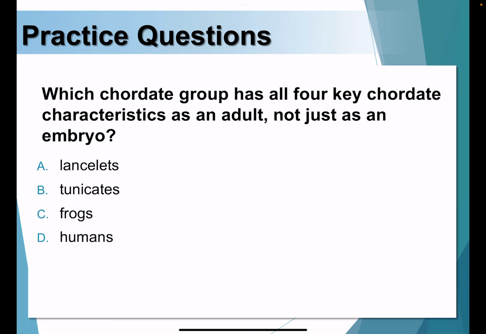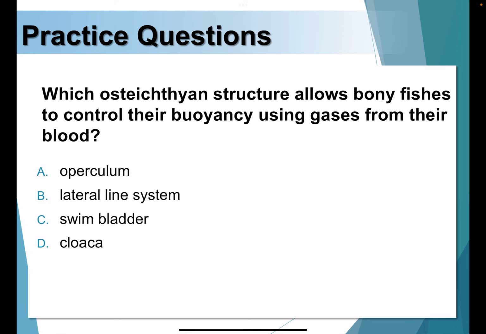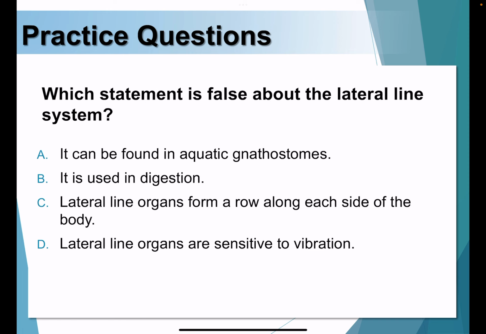Which chordate group has all four key chordate characteristics as an adult, but not just as an embryo? So there are chordate groups where they only have the four key characteristics or traits as an embryo. But there's one that has all four, whether you're adult or embryo, and that was lancelets. Which osteichthyan structure allows bony fishes to control their buoyancy using gases from their blood? Swim bladder. Which statement is false about the lateral line system?